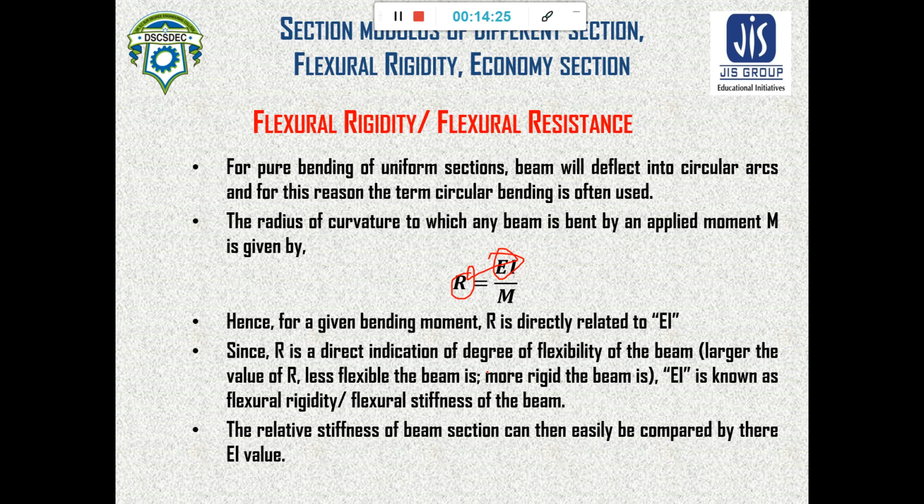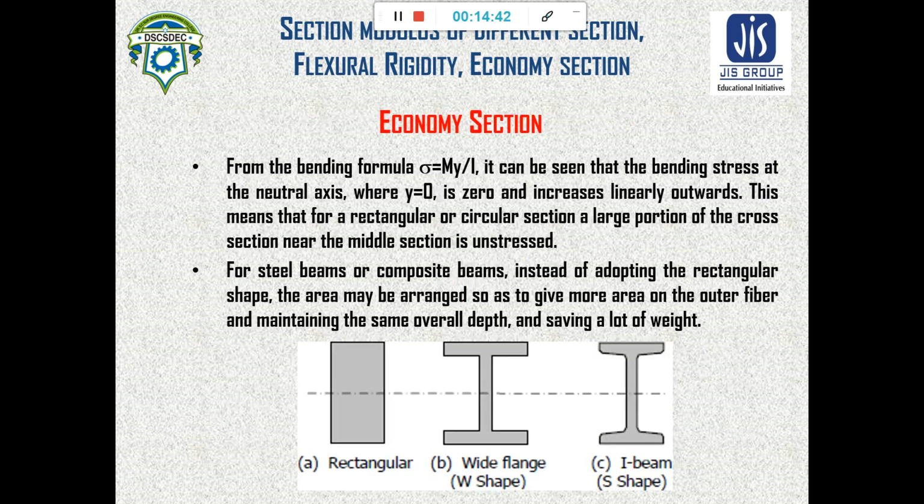This E into I is known as the flexural rigidity or flexural stiffness of the beam, and the relative stiffness of the beam section can easily be compared with this EI value. So this is flexural rigidity.